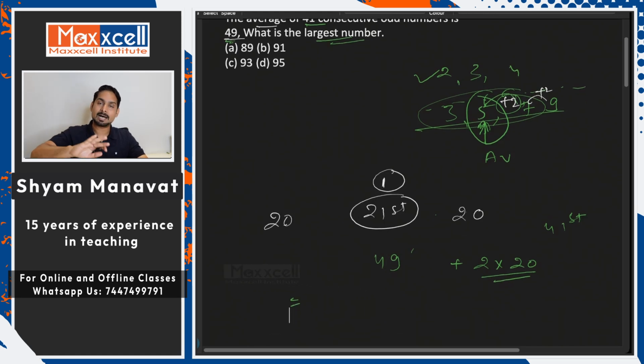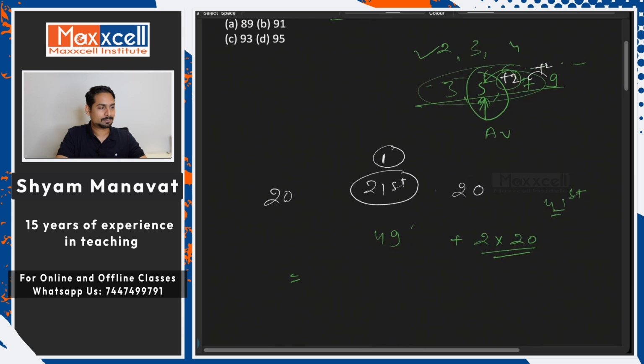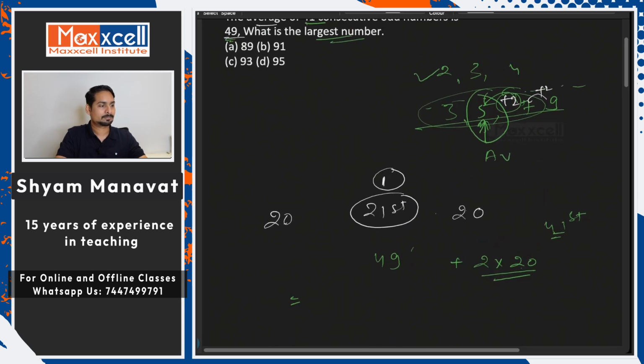So after adding this 2, 20 times, you will reach the last number in the series, which is the 41st number. So what is the answer? This is 40 plus 49. 40 plus 49 is what? 89. This will be your answer.